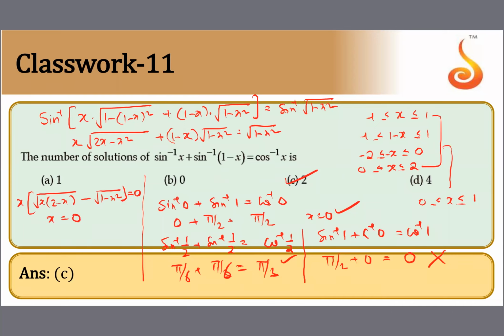Then you have to square it. We get 2x minus x square equal to 1 minus x square. X square will cancel. You get x equal to 1 by 2. I have solved the normal method also.